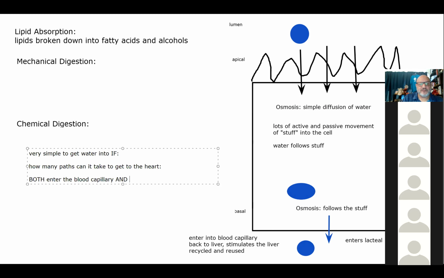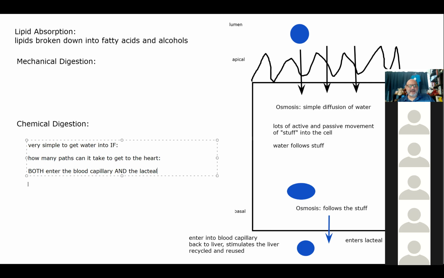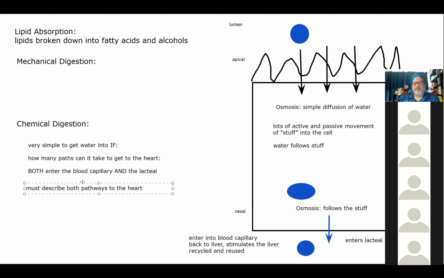Okay. So it's going to enter both the blood capillary and the lacteal. And if it enters both the blood capillary and the lacteal, then you would have to describe both pathways to the heart, because it will take both pathways to the heart. So does that make more sense? What I'd be looking for, water.